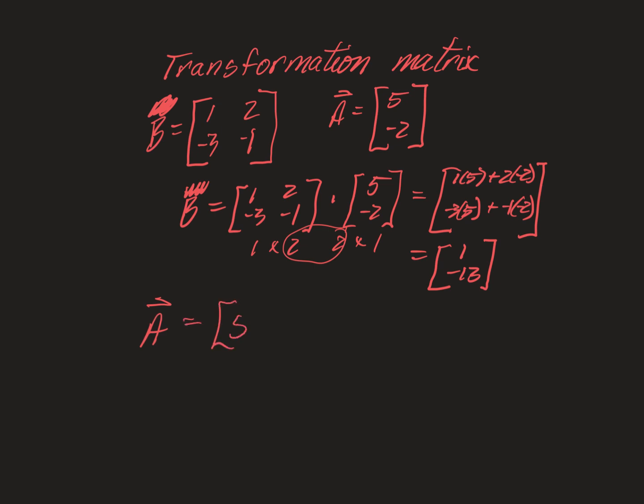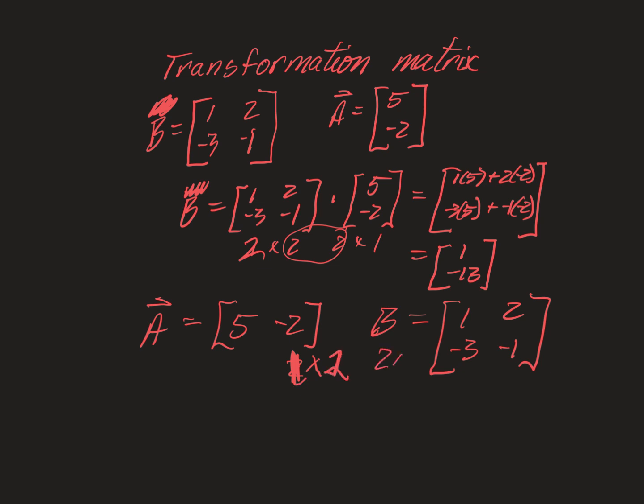Okay, now, just so you know, they could write the vector A as a row vector, like 5, -2, like this. And then they could write the transformation matrix exactly the same way. Now, in this case, this is a 2-column by 1-row, and this then is one row by two columns. And then this is a 2x2, and they're still compatible if you write it this way.